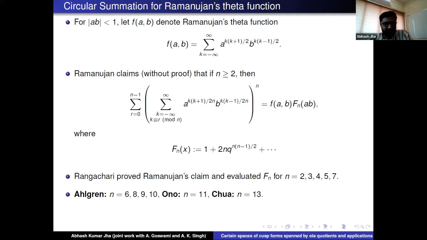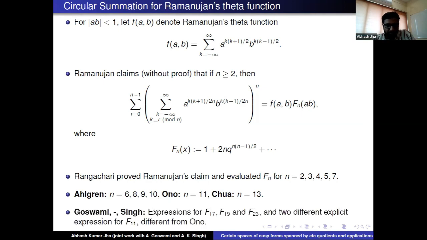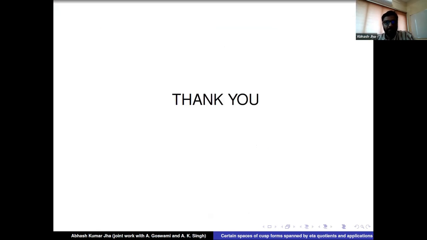Later, Atkin computed for 6, 8, 9, 10, and Kiming-Olsson for n equals 11, and Hsu for n equals 13. Using the same technique, we also obtain this value for 17, 19, 23. And we also obtain two expressions for this F_11, which was obtained by Ono, but that is actually different from Ono's. So this is also one of the applications one can see. So I think that is all I have to say. Thank you.